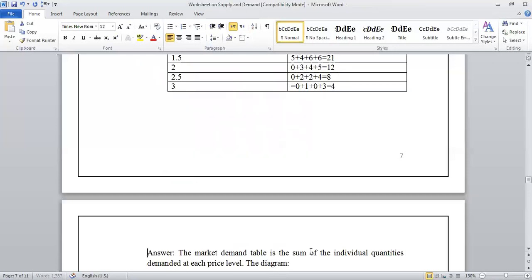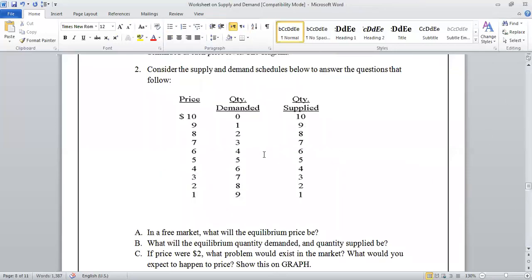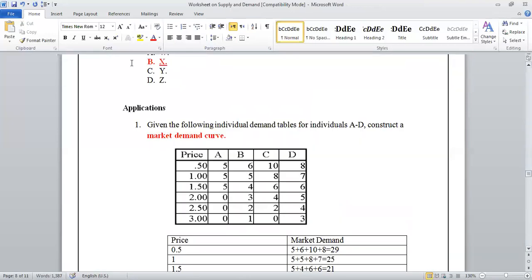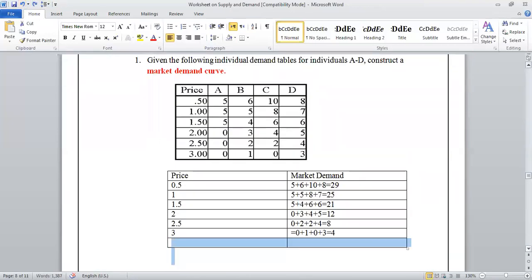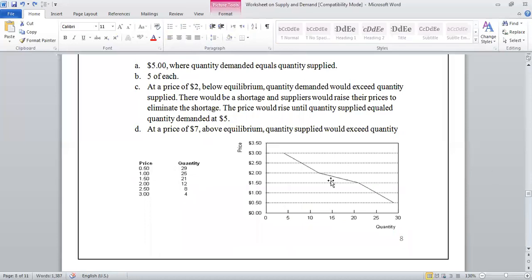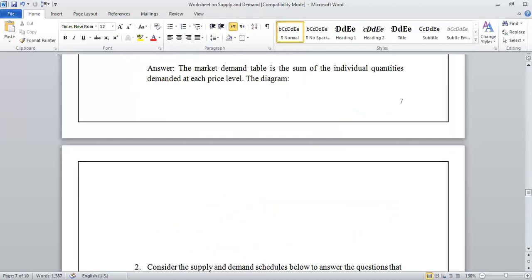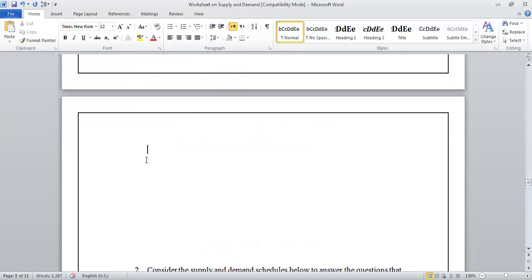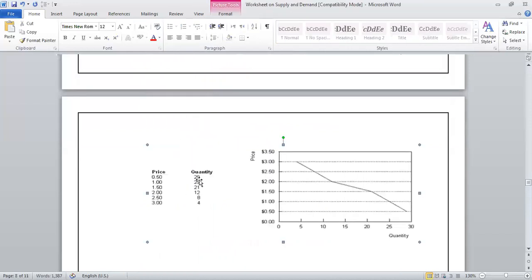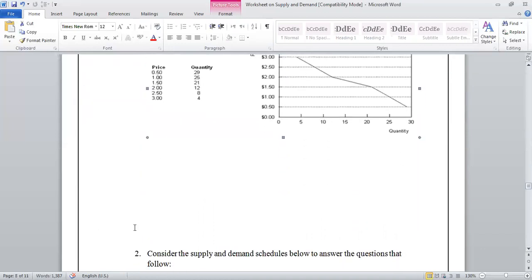And then you can basically graph it, such as here. After you find them, you can get your graph. You can practice this at home. Okay, let's look at the next question.